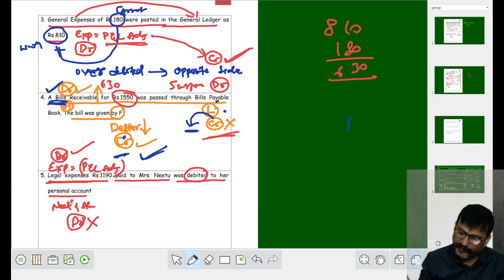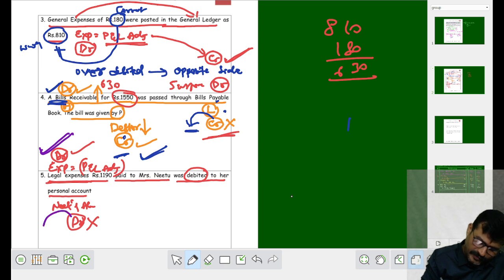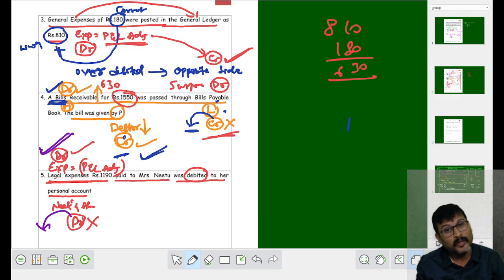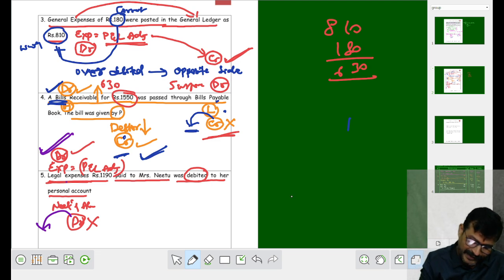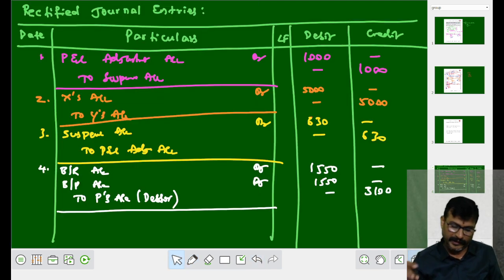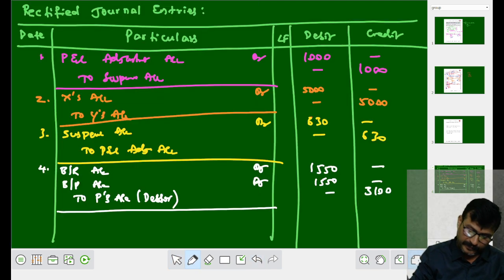Now what is your rectified entry? As usual, every time, keep the correct in the same place, shift the wrong in the opposite place. Legal expenses is to be debited, Neetu account is to be credited. So legal expenses account means P&L adjustment account debit to Neetu's account 1990. Entry number 5.